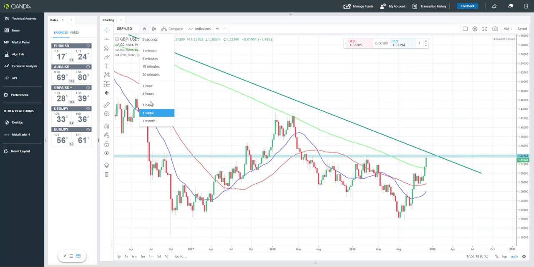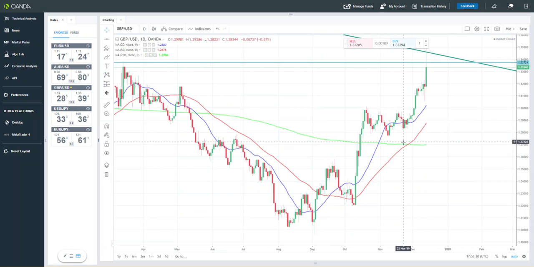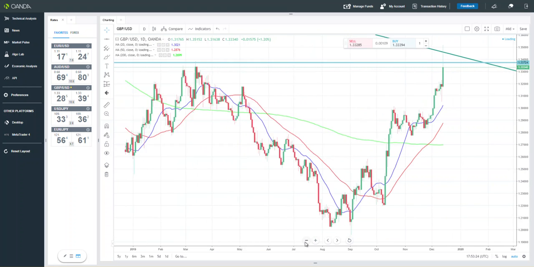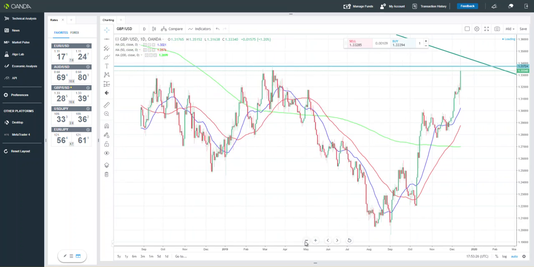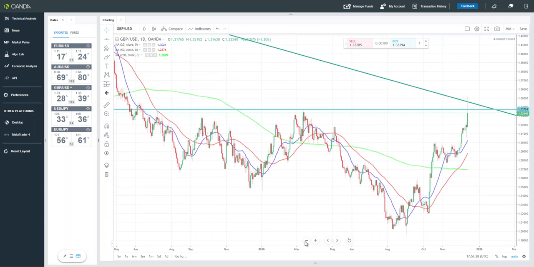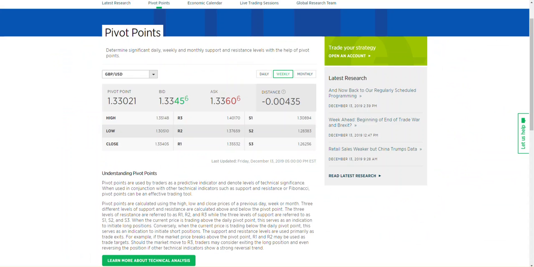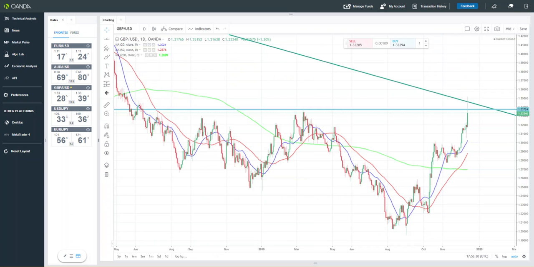But let's look at the daily. Strong daily candle on Friday, but it didn't close above that. We see there that line's held pretty good. So let's look at our weekly pivot points and see where price is going to visit this week. So our pivot's 1.3302.